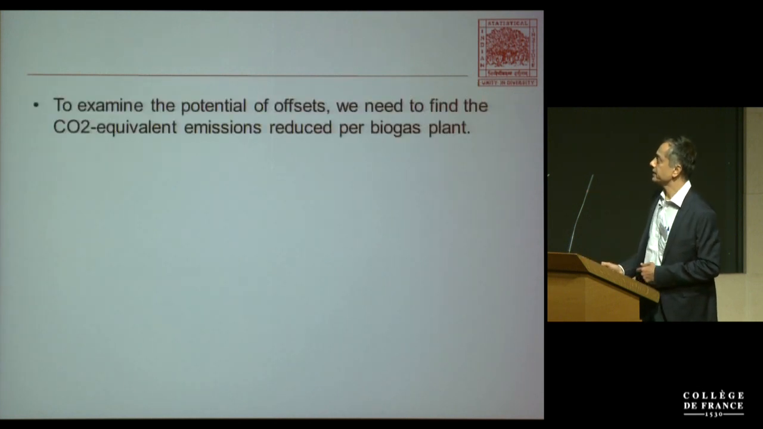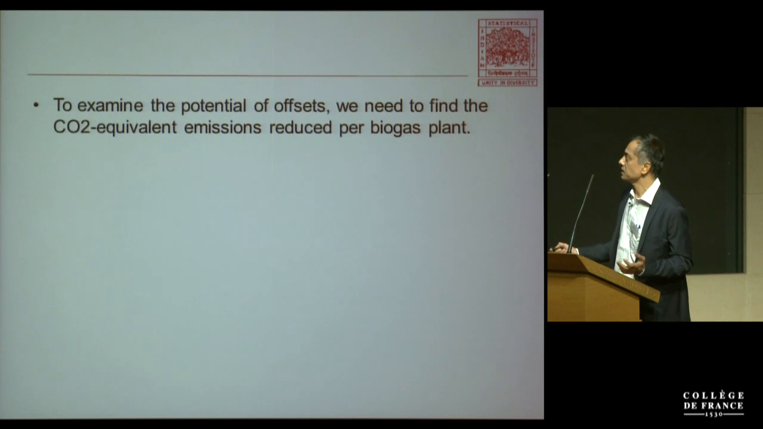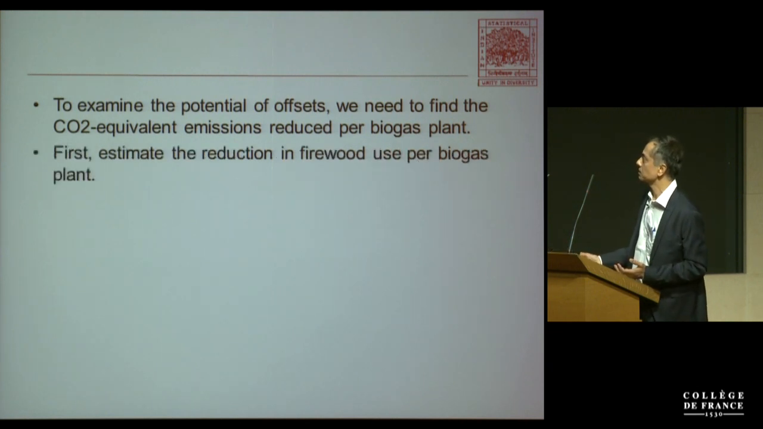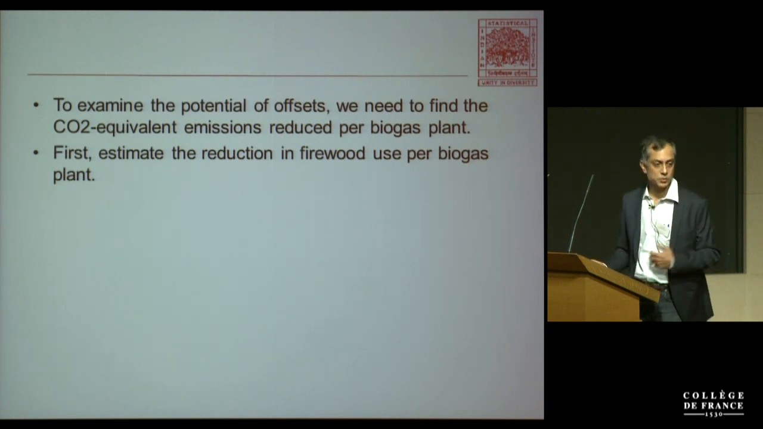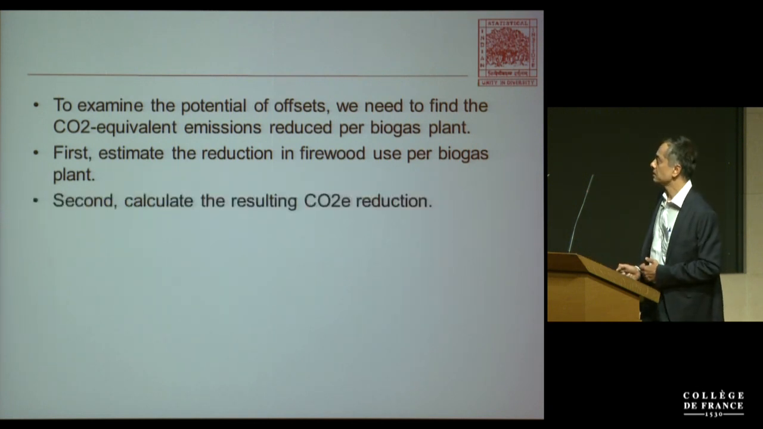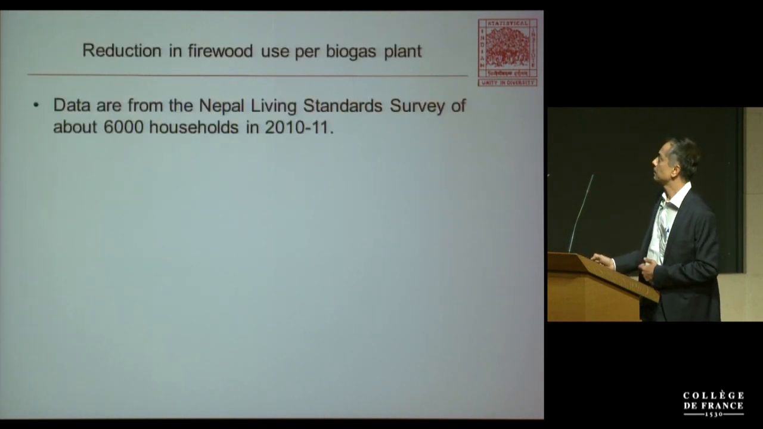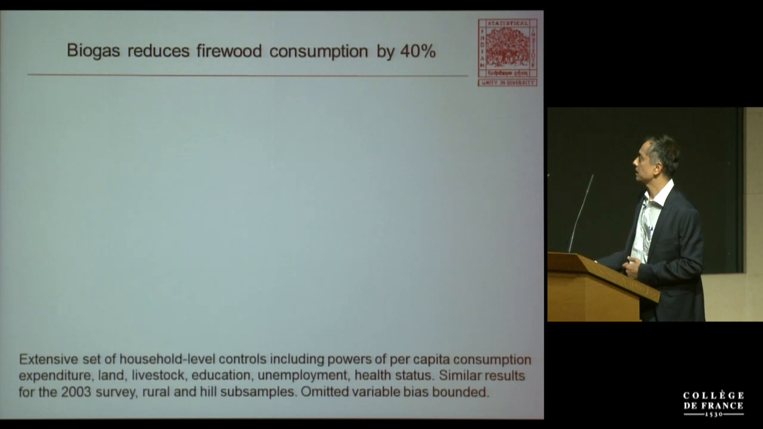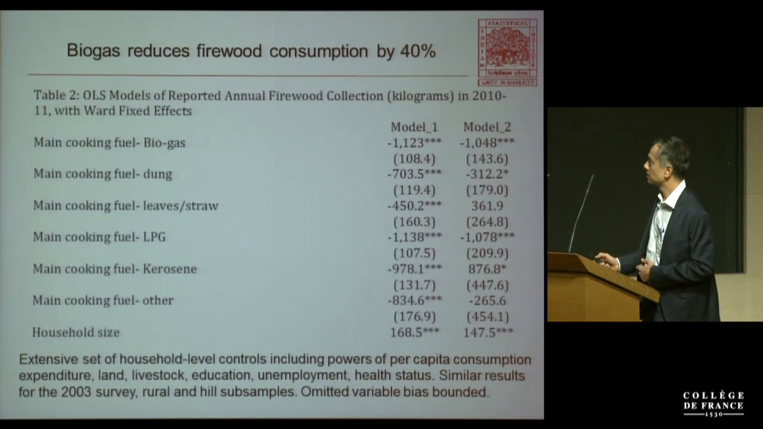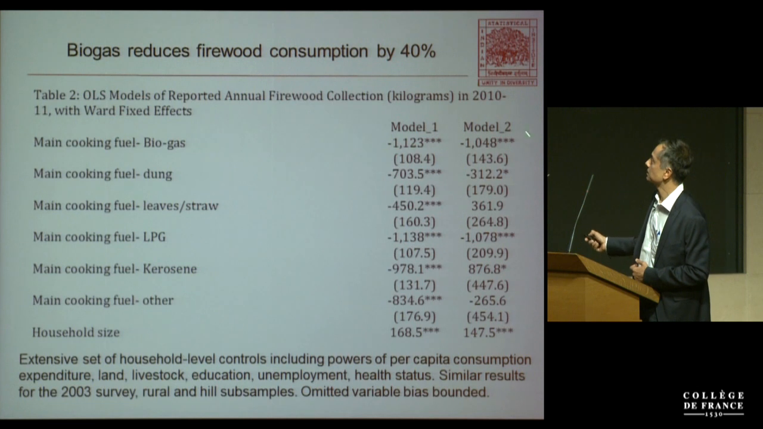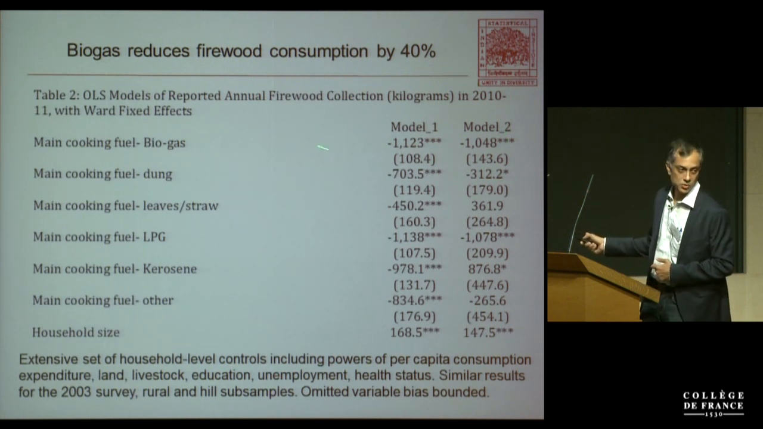Okay, so to examine the potential of offsets, we need to find CO2 equivalent emissions reduced per biogas plant. First, we need to estimate the reduction in firewood use per biogas plant. And second, calculate the resulting CO2 equivalent reduction. So if we use these data, I'll just give you this basic result. For every biogas plant, you basically reduce firewood consumption by about 1,000 kilos per year.